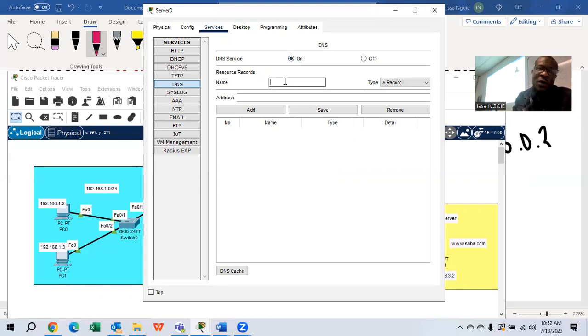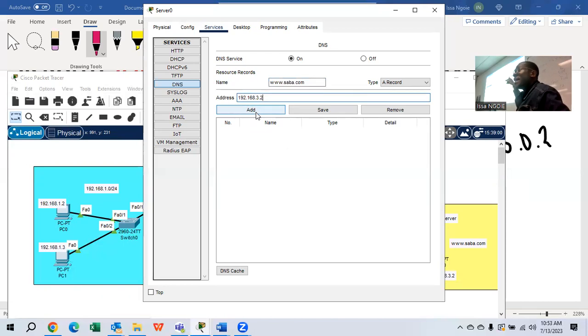What is the name of your website? It's www.saba.com. What is the IP address? The IP address that will match the website. What is the IP address of the server?